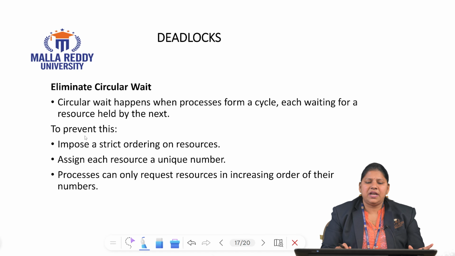Next, eliminate circular wait. Circular wait happens when processes form a cycle, each waiting for a resource held by the next. To prevent this, impose a strict ordering on resources. Assign each resource a unique number. A process can only request resources in increasing order of their number.